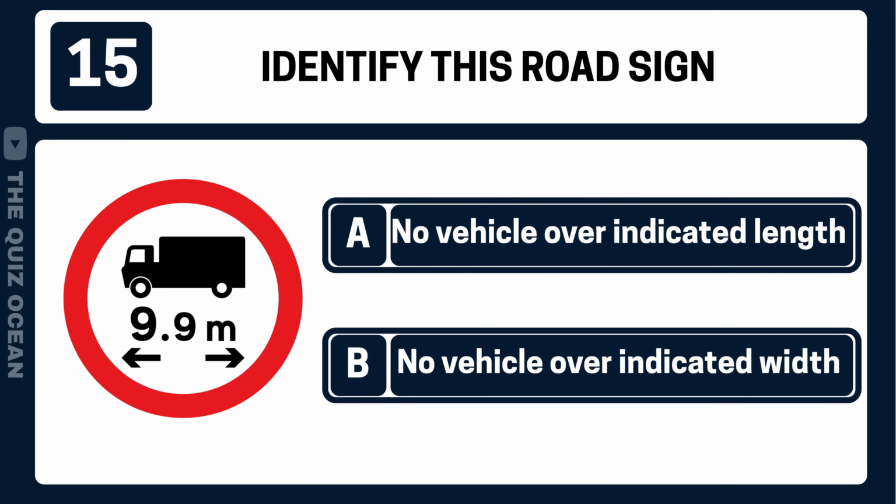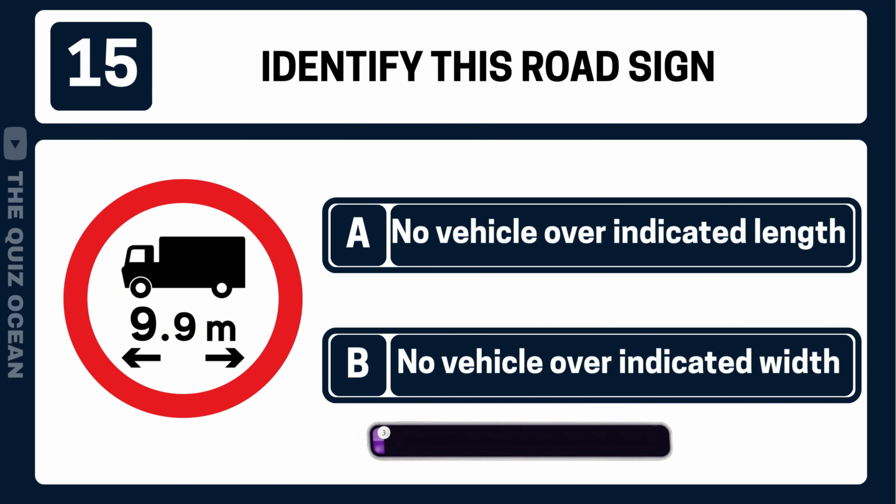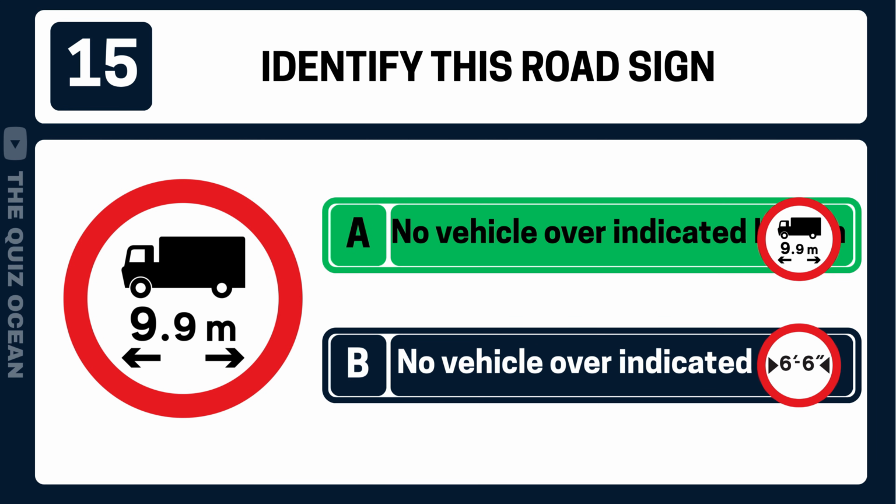Identify this road sign. A. No vehicle over indicated length. B. No vehicle over indicated width. Well spotted. This sign prohibits vehicles over a certain length.